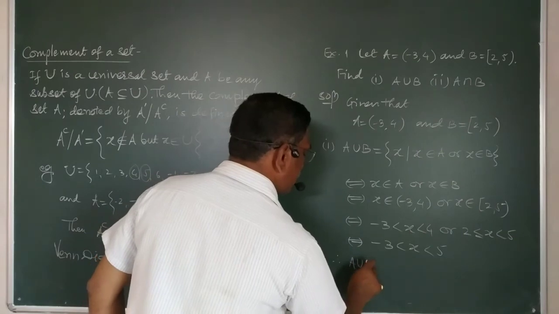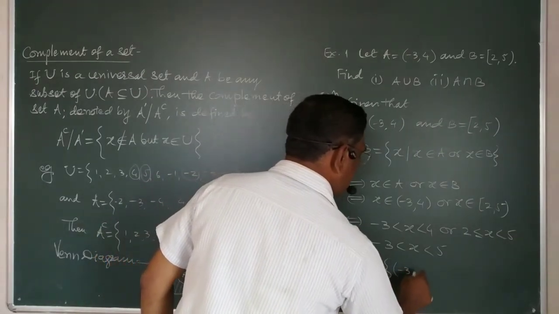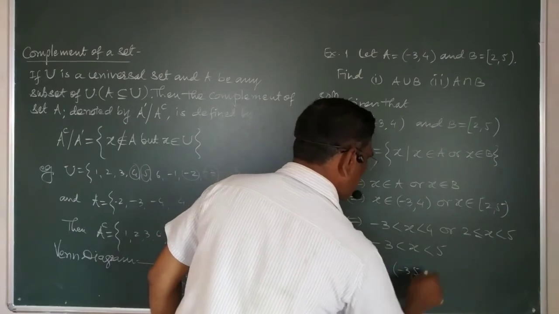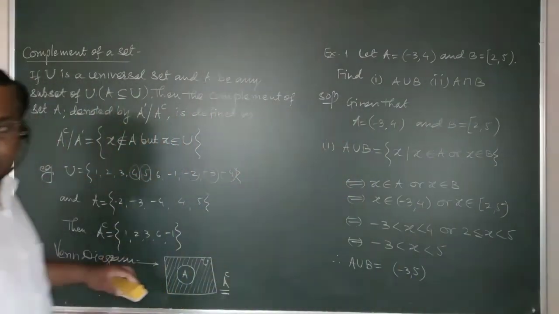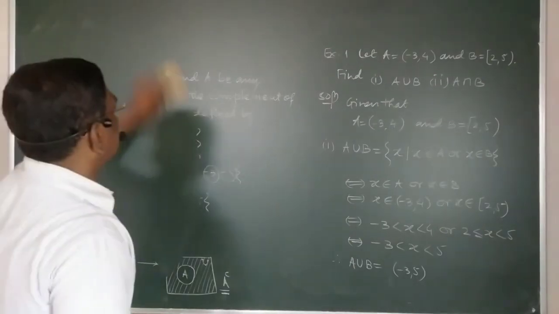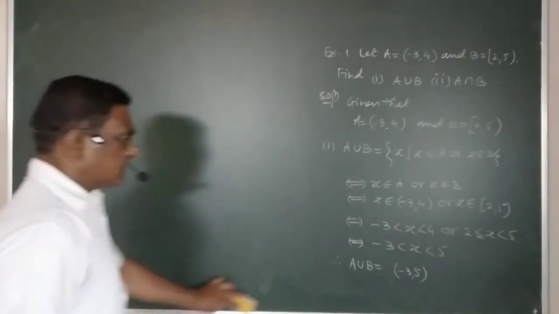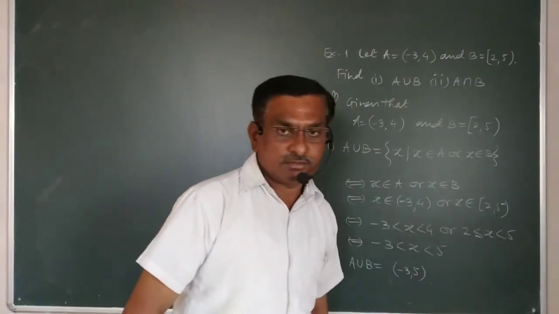Therefore, how do you write A union B? A union B is equal to minus 3, 5. Let me write here, this is A union B. And intersection is common. What is the common? Intersection is the common part, which we will see in the next lecture.